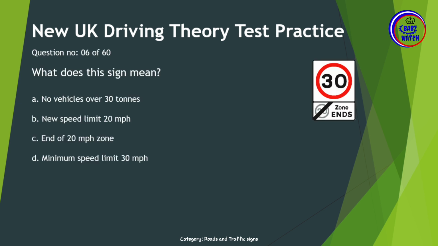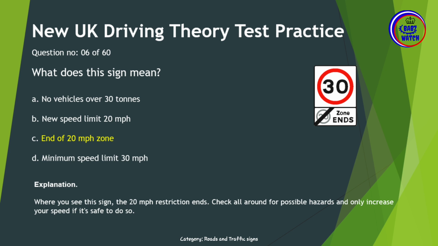Question 6 of 60. What does this sign mean? A. No vehicles over 30 tons. B. New speed limit 20 miles per hour. C. End of 20 miles per hour zone. D. Minimum speed limit 30 miles per hour. The correct answer is C. End of 20 miles per hour zone. Explanation. Where you see this sign, the 20 miles per hour restriction ends. Check all around for possible hazards and only increase your speed if it's safe to do so.